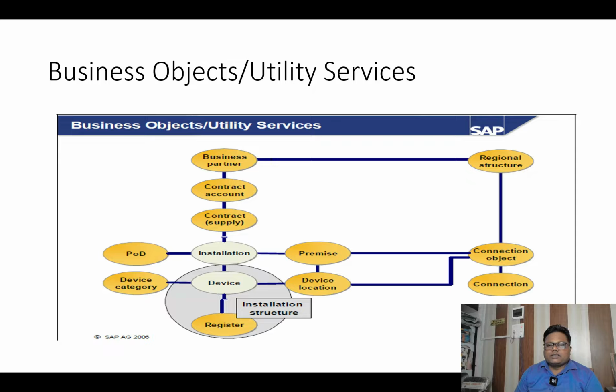So, connection object and the address. So we do the link between your connection object and business partner through the address, because in business partner we also maintain the address, and in connection object we also maintain the address.